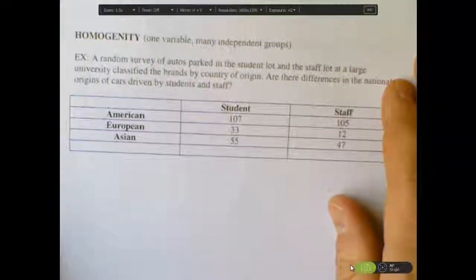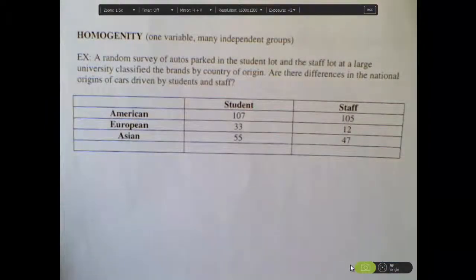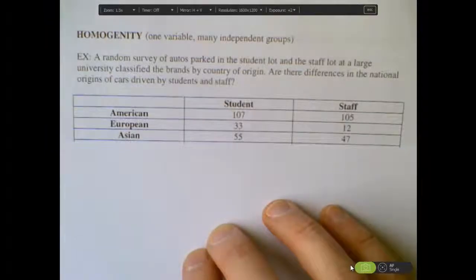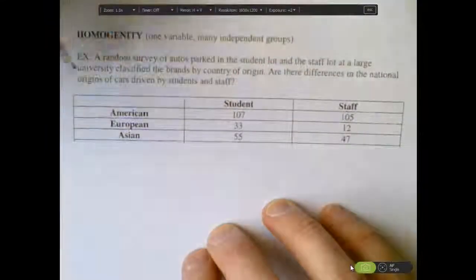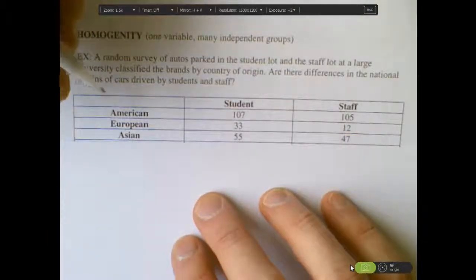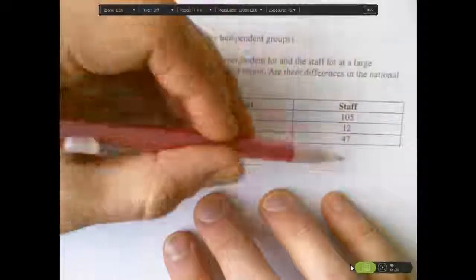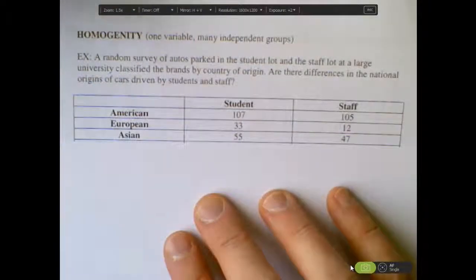Here we have a test for homogeneity, and determining homogeneity is you have one variable with multiple samples. All right, so we want to know, are there differences in the national origins of cars driven by student and staff? So we have one variable and multiple samples. We did a sample of the student lot and the staff lot and recorded their car type.